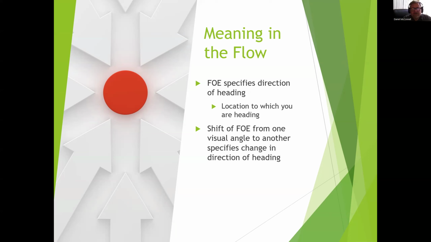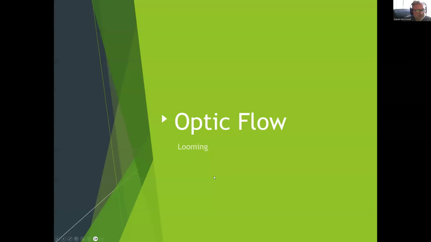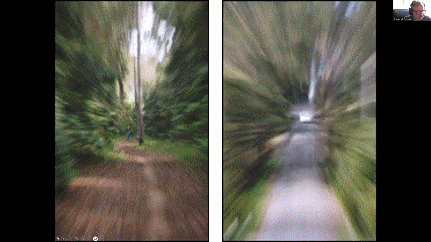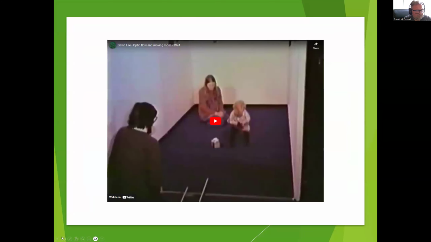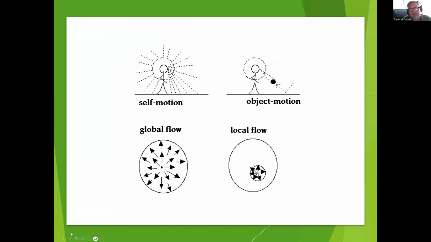So what we have seen is that there's a lot of meaning so far in the flow, right? Global flow is meaningful, local flow is meaningful, outflow is meaningful, inflow is meaningful. The focus of expansion, or FOE, is meaningful because that specifies your heading direction. A change or shift in the FOE from one location or visual angle in your visual field to another would specify a change in your heading direction. So we have all of this information, and I'm going to run this back a little bit here, past all these videos, back to our local flow.